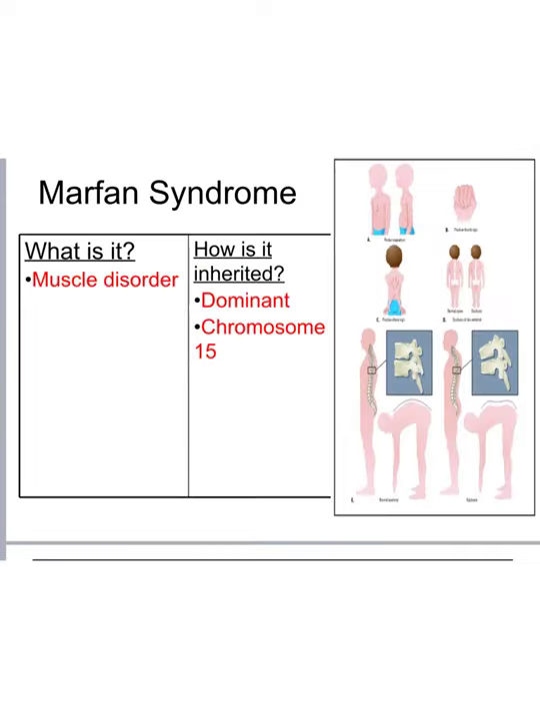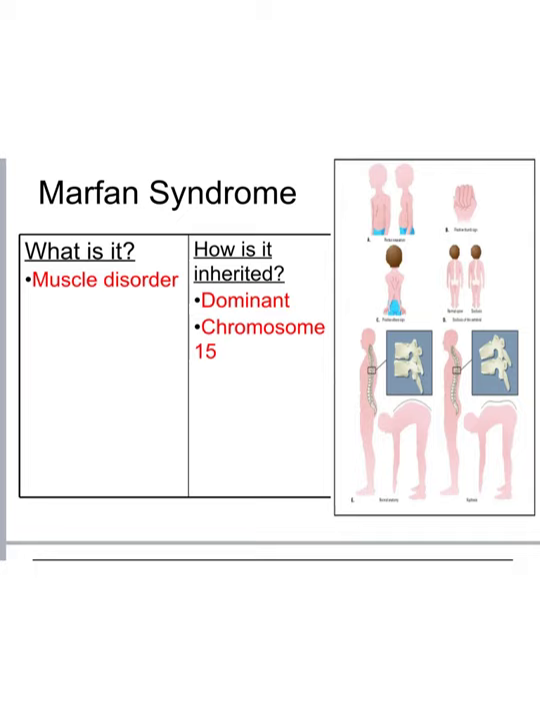Our next genetic disorder is Marfan Syndrome. It is a muscle disorder. It affects the muscles. It is also a dominant genetic disorder. So if it runs in your family, you have a high chance of getting it. And they know from research that it is on chromosome 15.